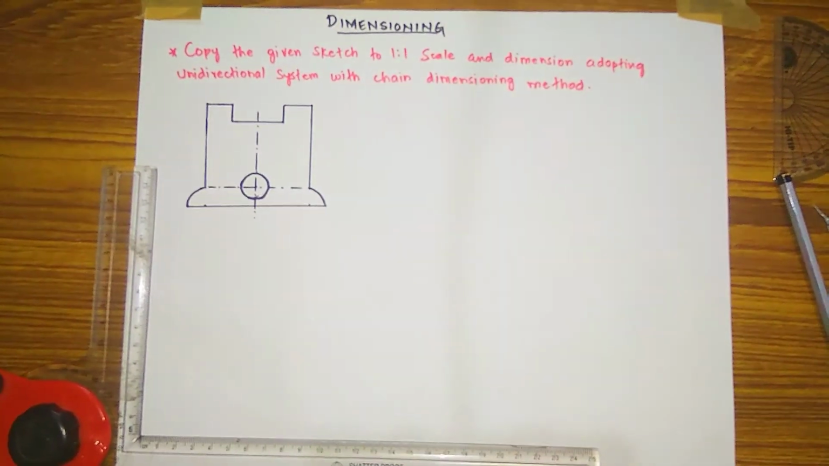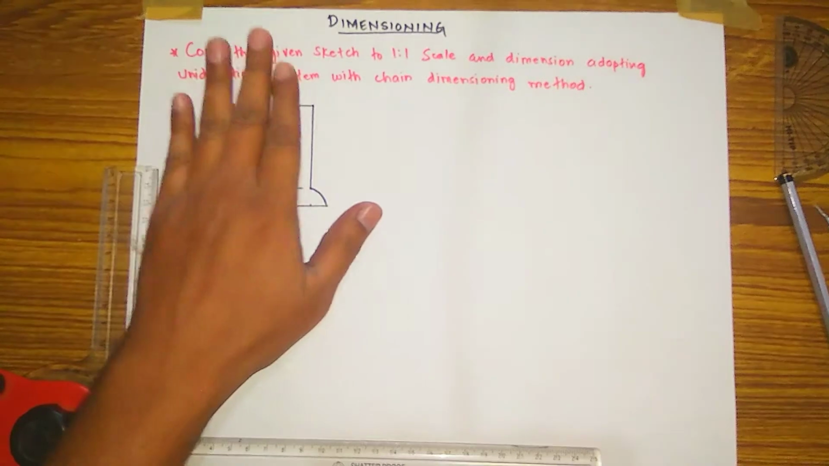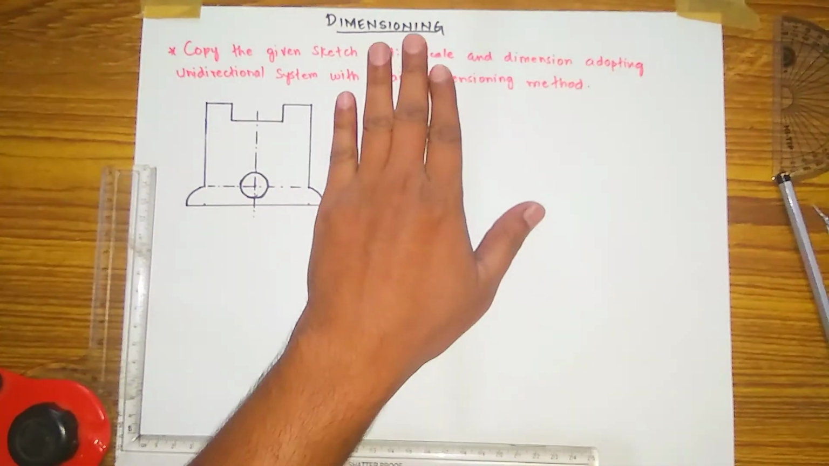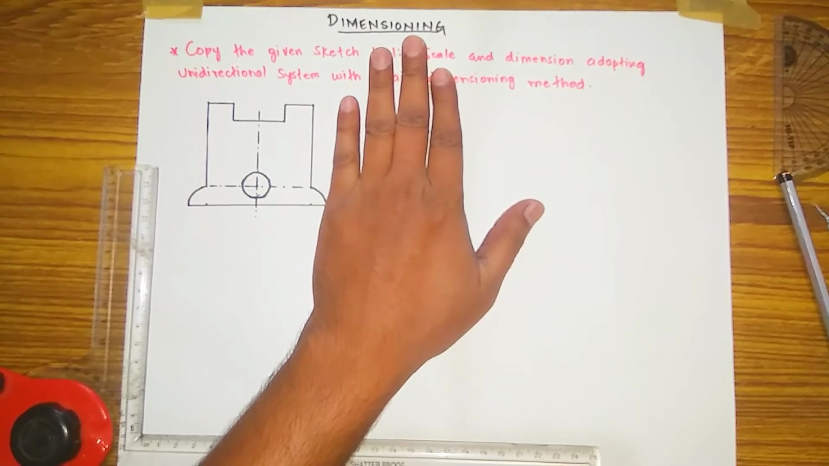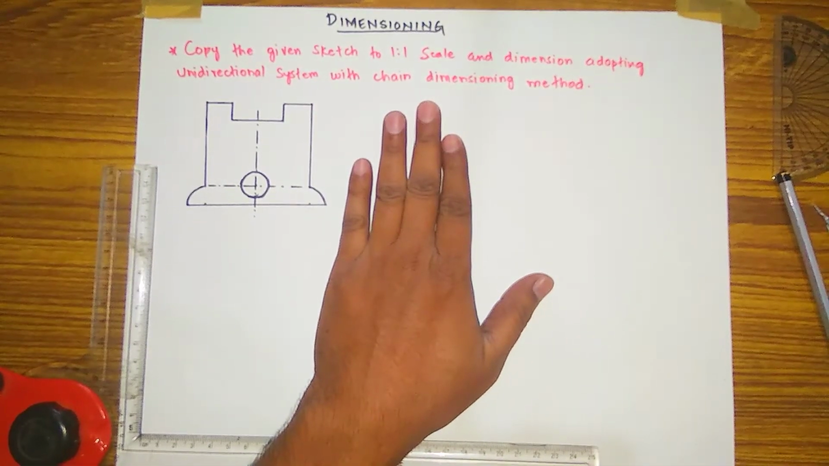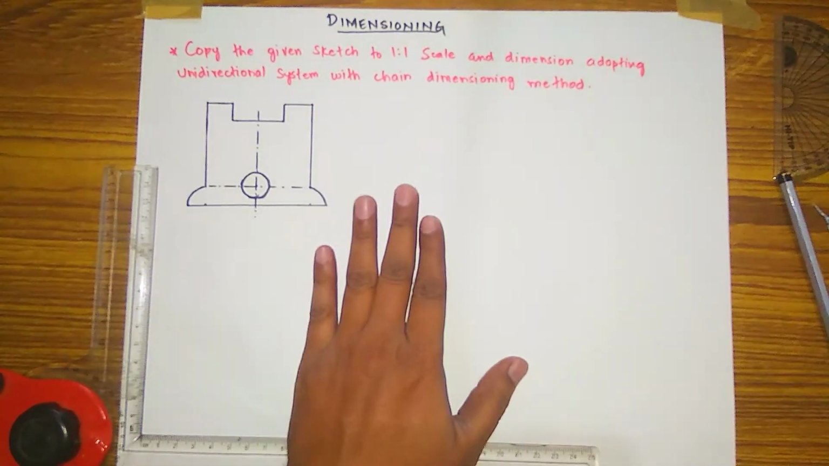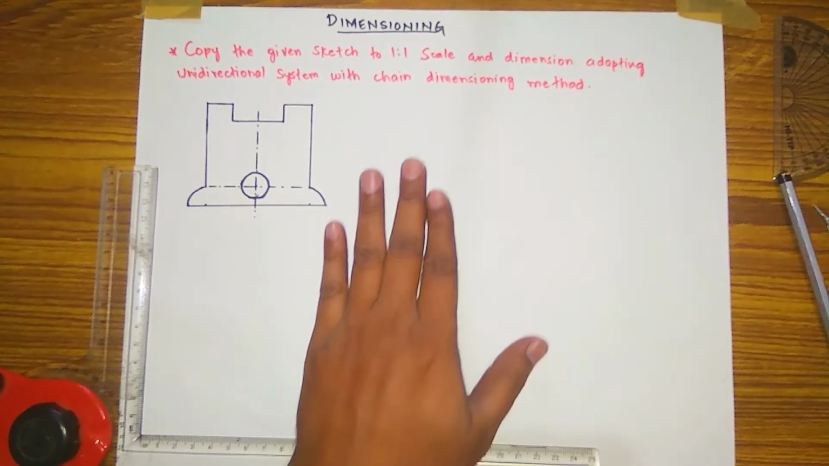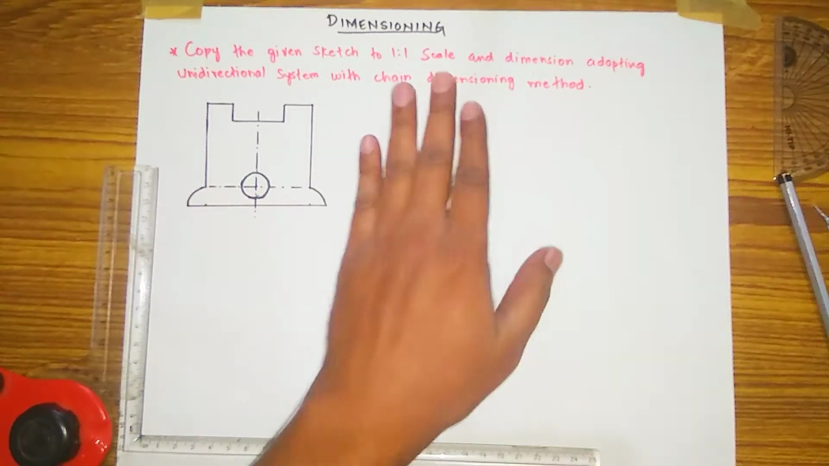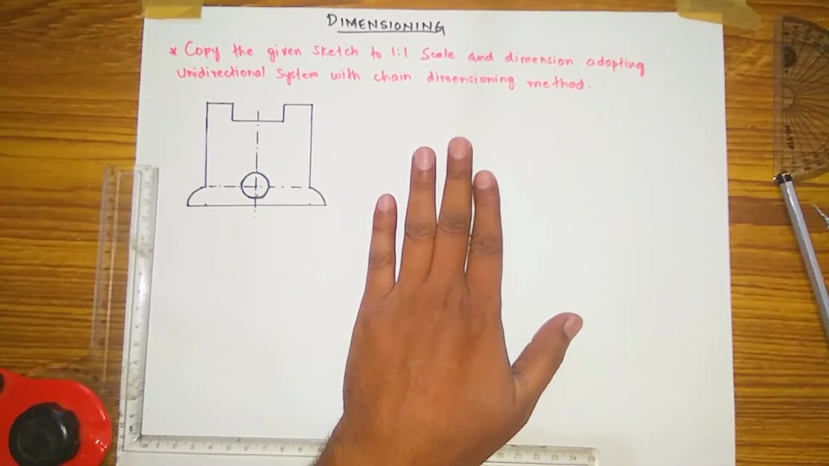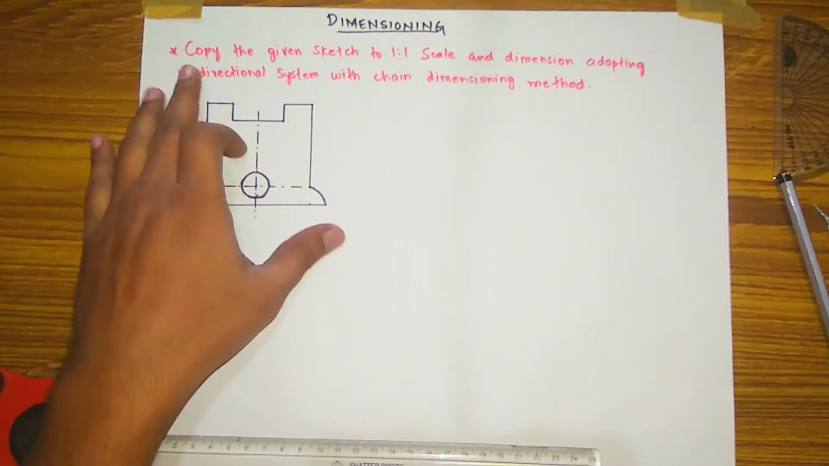Today I am going to explain the dimensioning problem. This is the problem. This dimensioning is applicable to diploma, ITI and engineering students. Please watch my videos till the end, then only you will come to understand, and also practice by yourself. You will easily get the skills of how to draw. I'm going to explain in detail how to start this problem and what to do. So please watch my videos till the end. And now I'm going to start my problem.